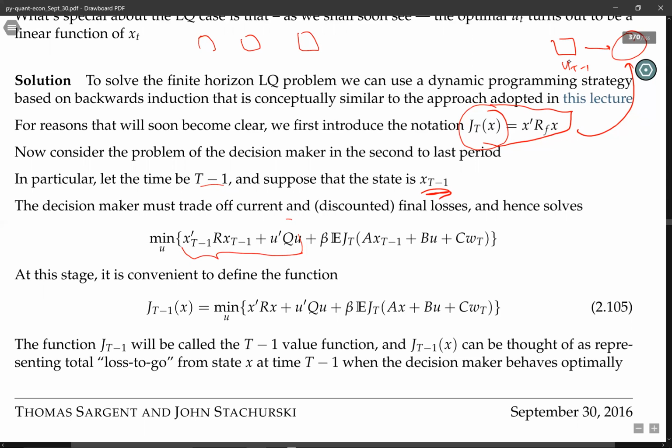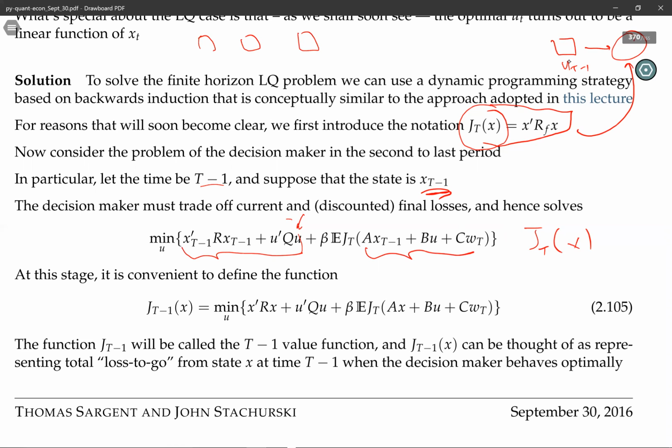But next period's state is something that he's going to influence. The key thing is J_t, the value function, takes the state as given. But from the point of view of the previous period, your choice of u is going to influence what that state is. And how's it going to influence it? Well, with our transition law. So stare at that. Almost everything is in this equation.